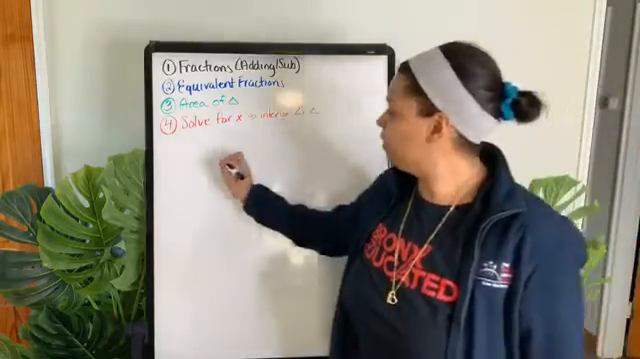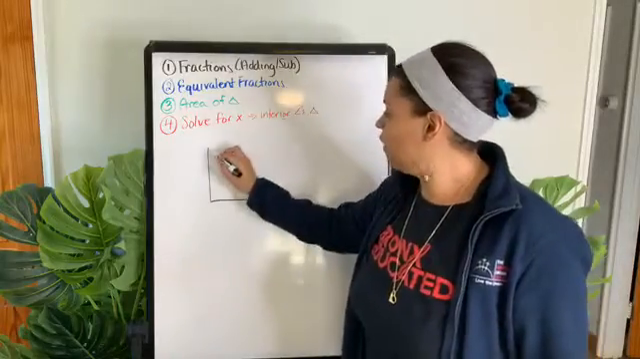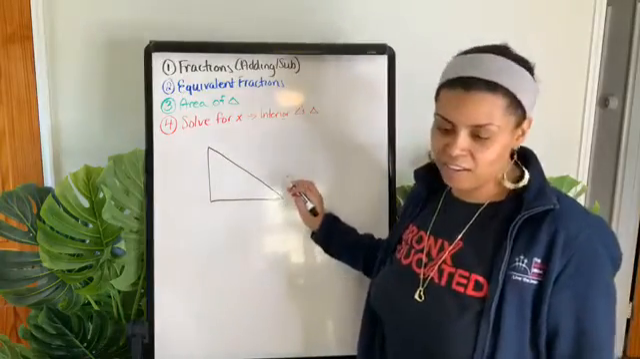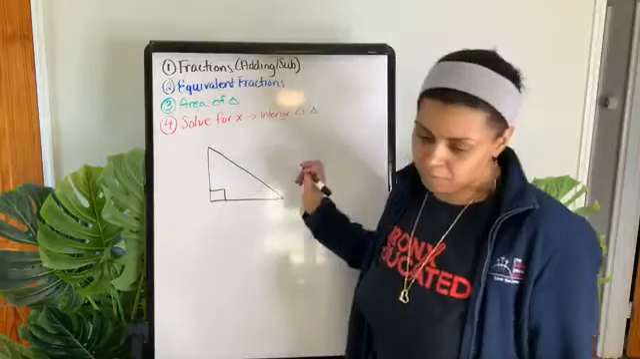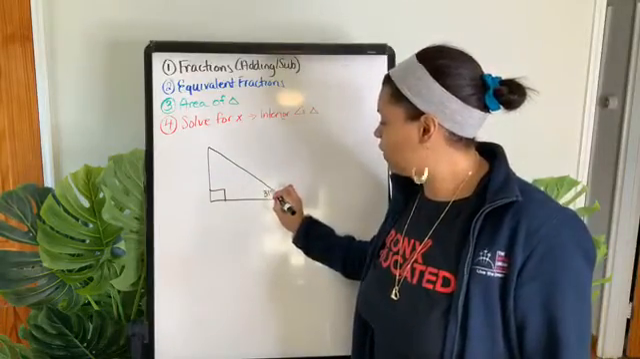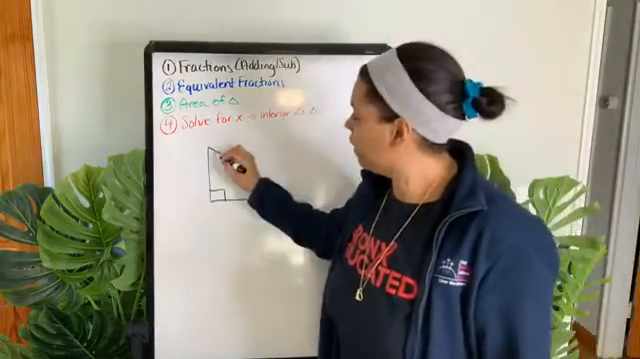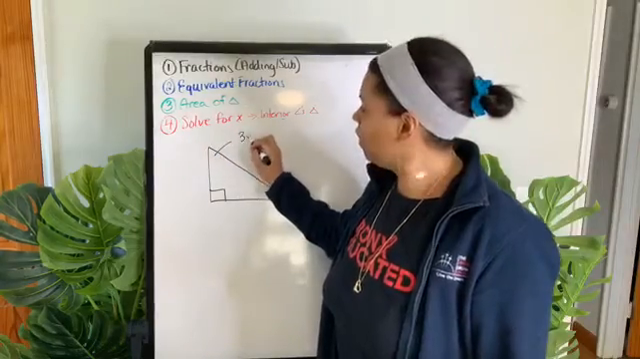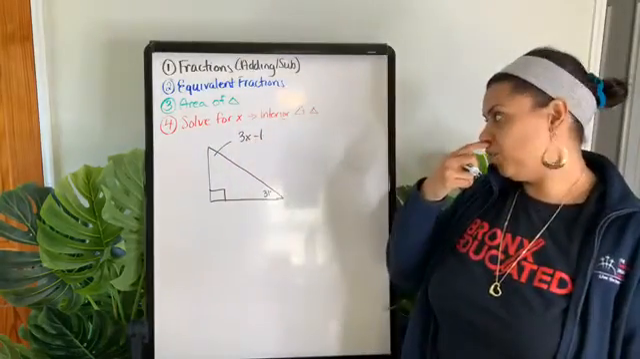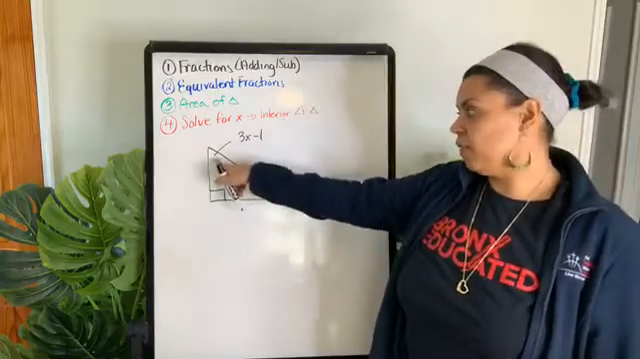So in this one, we have another triangle. Don't worry, it's not area. It's a right triangle. This angle is 31 degrees. And this angle here is 3x minus 1. And we want to find out what this missing angle is.